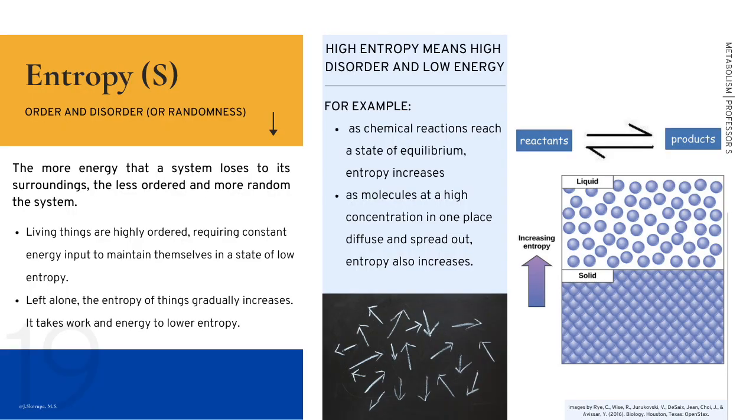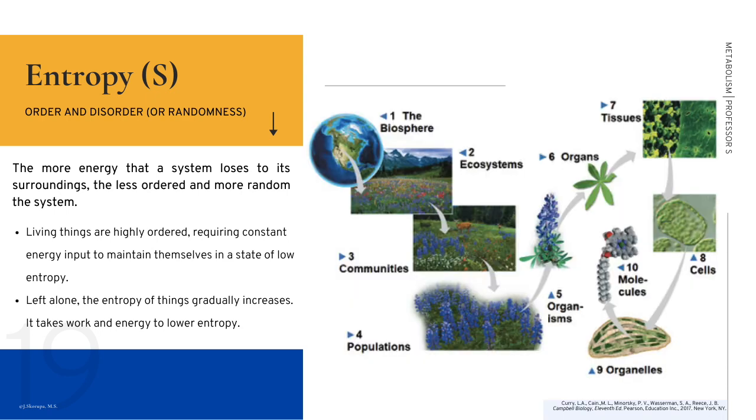So let's apply entropy to living organisms. Living things are highly ordered, and we require constant energy input to maintain ourselves in a state of low entropy, low disorder. Just take a moment to understand this sentence. We know that we are made of atoms, and that those atoms organize into molecules, and that those molecules organize into organelles, and that those organelles organize into cells, and that those cells organize into tissues, and that those tissues organize into organs, which organize into organ systems and living organisms.